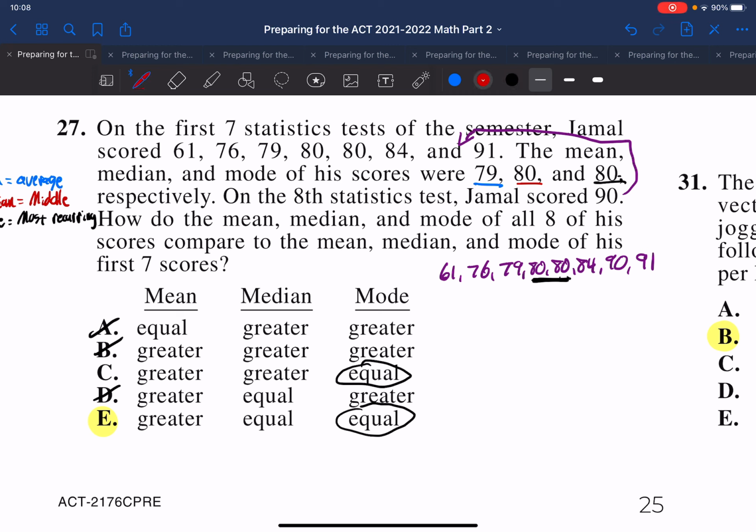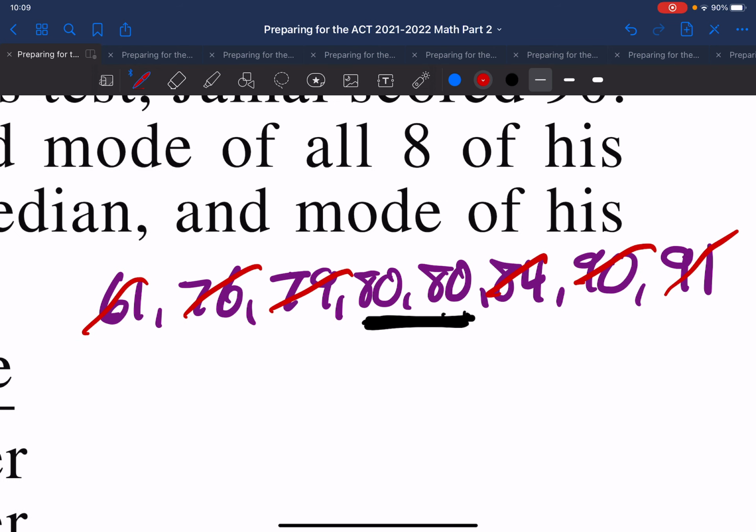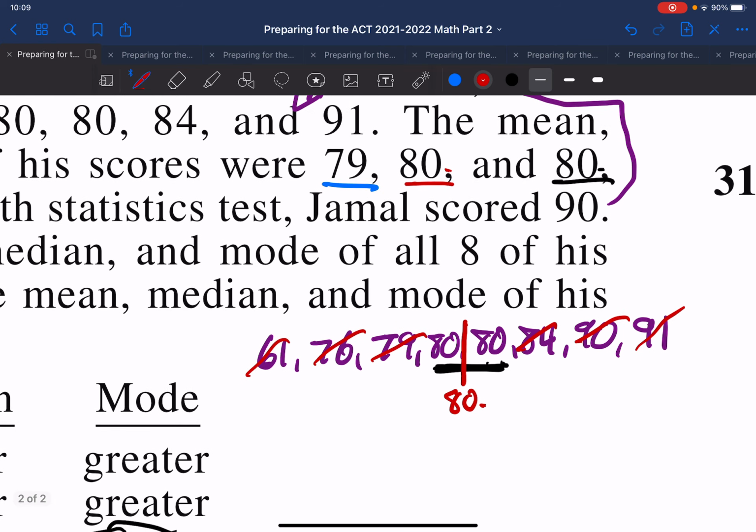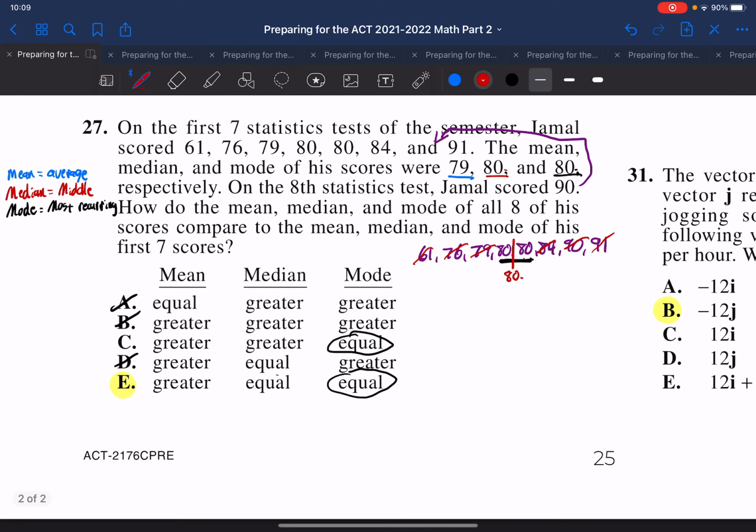Now, when we have numbers in a list like this, what I always tell people is cross them off, biggest and smallest, until you're down to 1 or 2. In this case, we're down to just 2. And when you have 2, you ask yourself, what is the number right in the middle? Well, they're both 80. So the median here is also 80. Before, it was 80 also, and now it's 80 again. So that is unchanged. Because the median and the mode are equal, that explains why the answer is letter E.